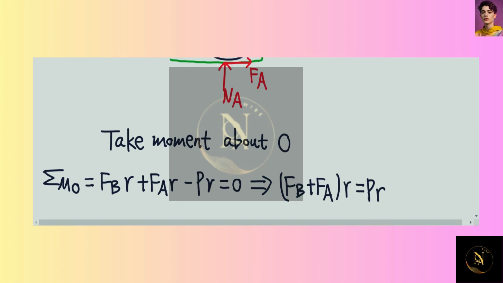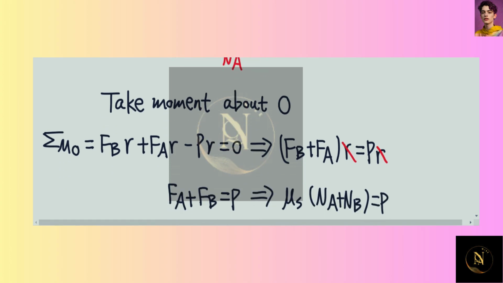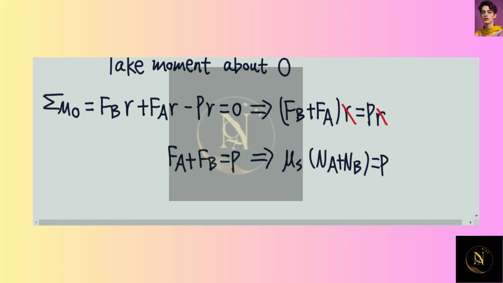And this will give us (FA plus FB) times R is equal to P R. As you can tell, R here can be cancelled out, and this will give us force P is equal to FA plus FB. And we know FA plus FB can be expressed as mu S times (NA plus NB). NA, NB here are the normal forces at point A and point B, and mu S here is the coefficient of static friction between the hoop and the surfaces at A and B, which we are looking to determine. Okay? And so now we know mu S times (NA plus NB) is equal to P.